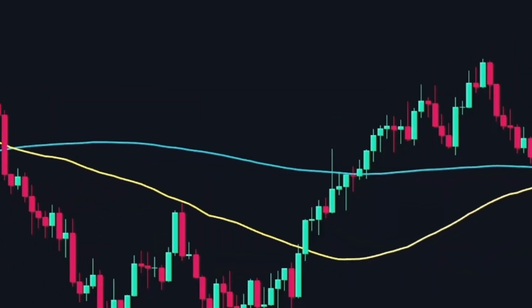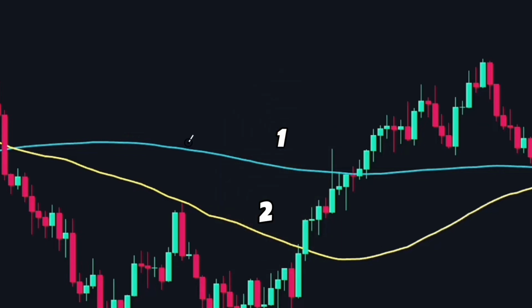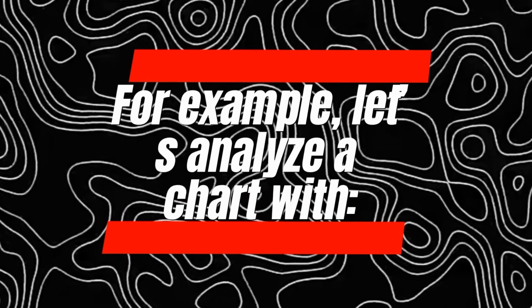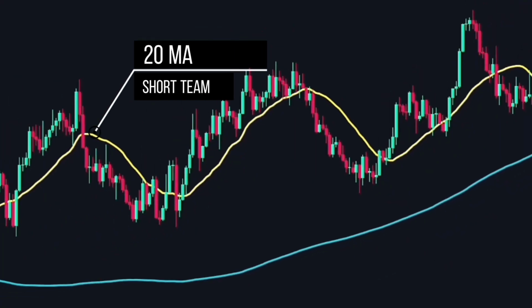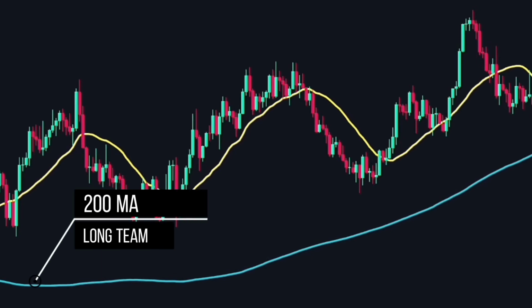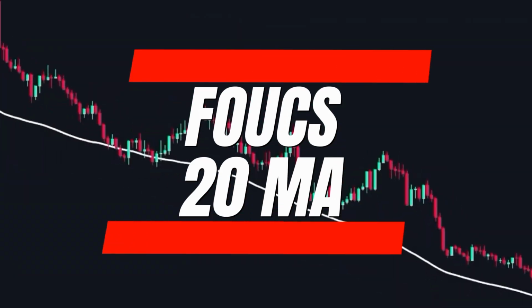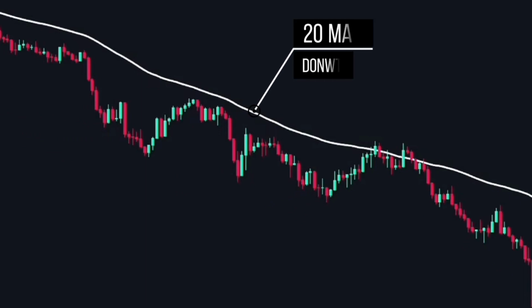A great way to improve accuracy is by using 2 moving averages with different periods, one for short-term analysis and another for long-term trends. For example, let's analyze a chart with a 20-period moving average, yellow line, for short-term trends, and a 200-period MA, blue line, for long-term trends. By focusing only on the 20 MA, we can identify an uptrend when the price is consistently above the 20 MA, and a downtrend when the price stays below the 20 MA.